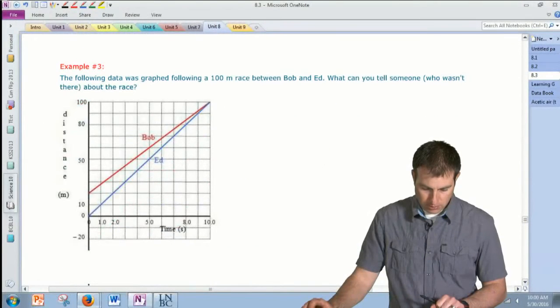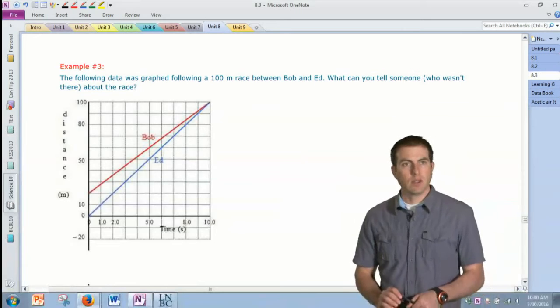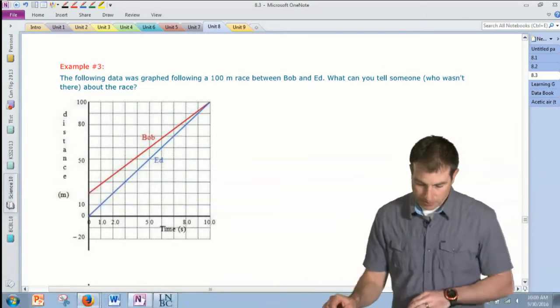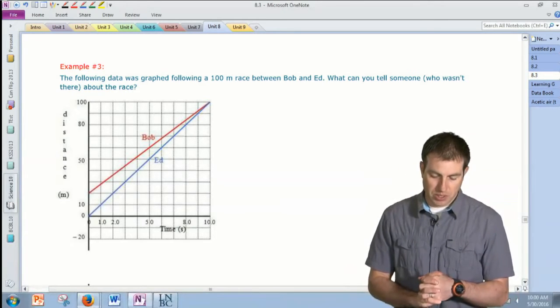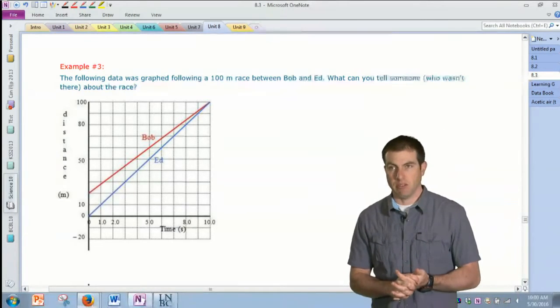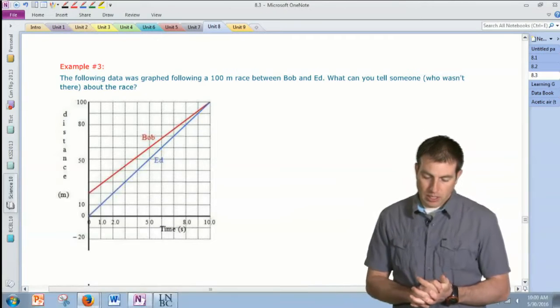Okay, let's look at a few more examples. I really like this example. I think it's a good one. The following data were graphed for a 100-meter race between Bob and Ed. Everybody's favorite runners, Bob and Ed.